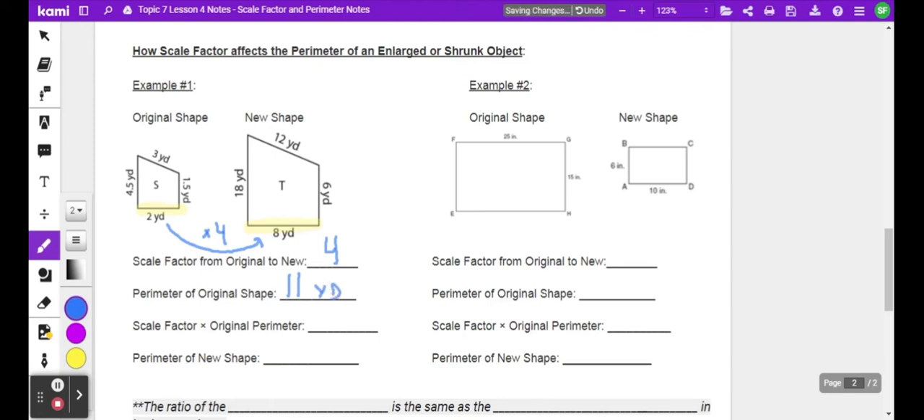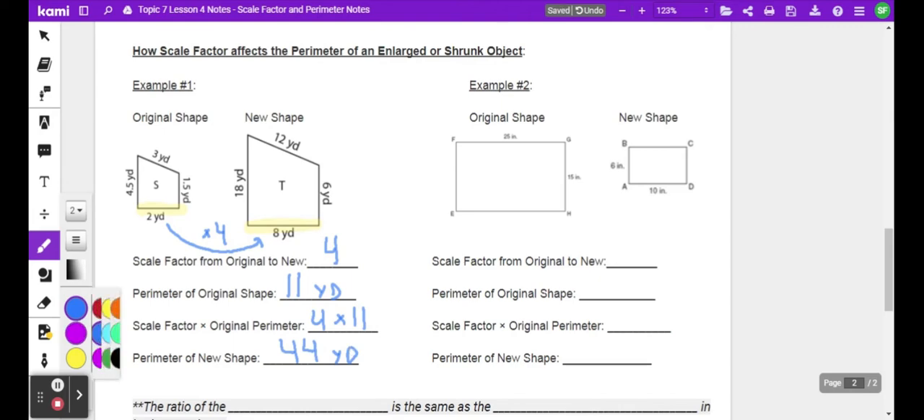So I can use the scale factor and the perimeter of the original shape to find the perimeter of the new shape. And in order to do that, all I need to do is take the scale factor, which we figured out was 4, and multiply that by the original perimeter, which we just figured out was 11. And that will give me a perimeter of 44, which happens to be the perimeter of the new shape if I went and added all those edges together.